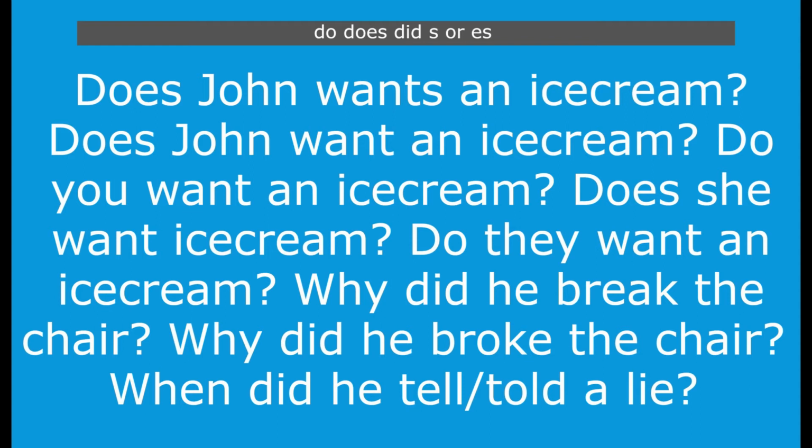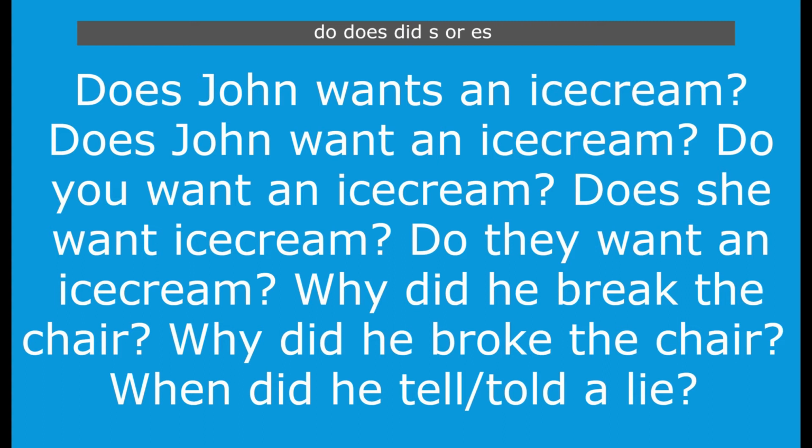We use does when the subject is singular, and we use do when the subject is plural, and we use s or es with verbs when the tense is present and the action is about routine activities, permanent likings and dislikings, habits and routines. We use present indefinite when we are talking about habits, routines, and permanent likings and dislikings.